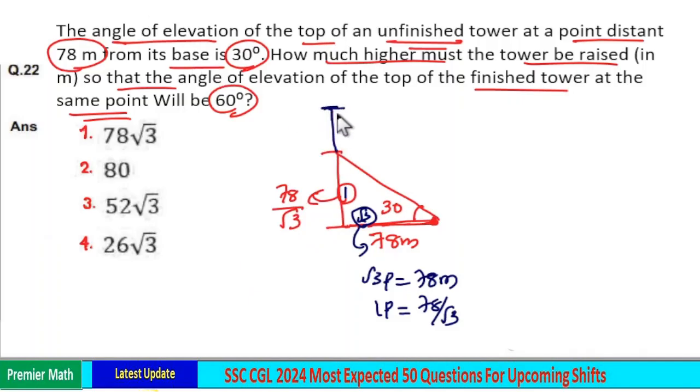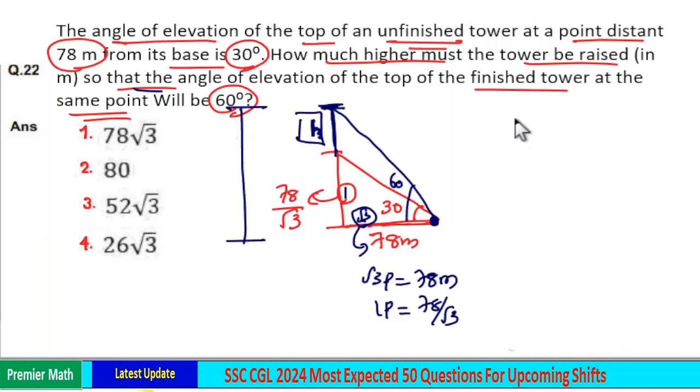Now this is the new height of this tower. Now how much height should it be raised so that the angle of elevation of the top of the finished tower at the same point will be 60 degree? That is, from the same point to the new height, the angle of elevation is 60 degree. So then we have to find out what is h here. That is, here this is the new height, total height.